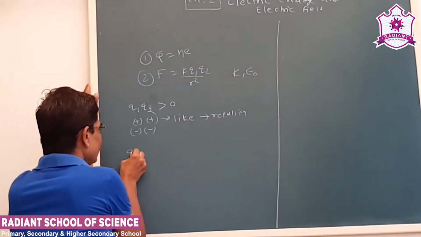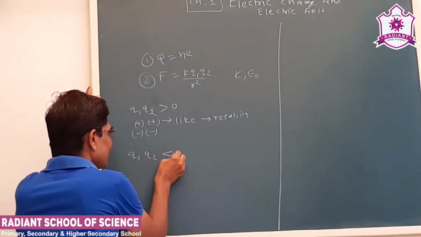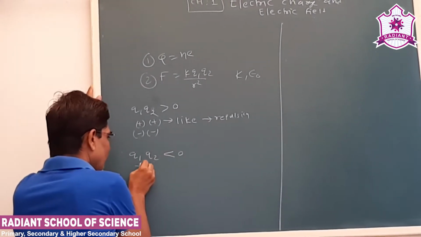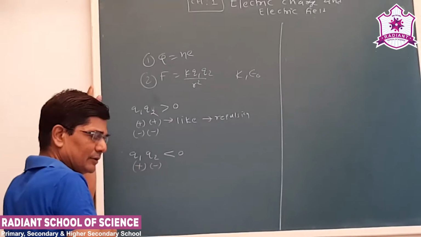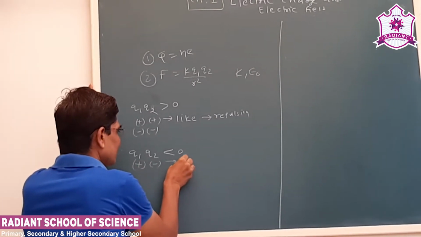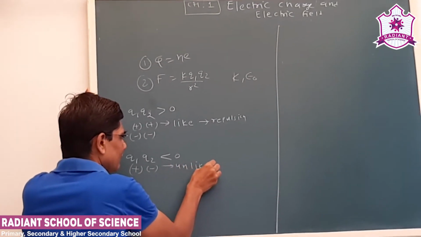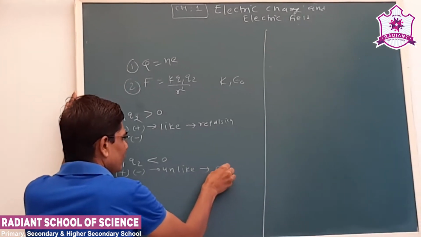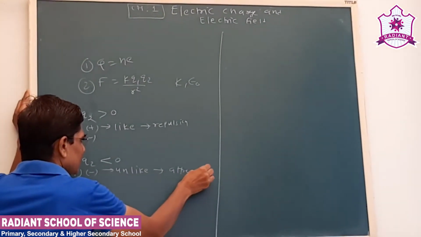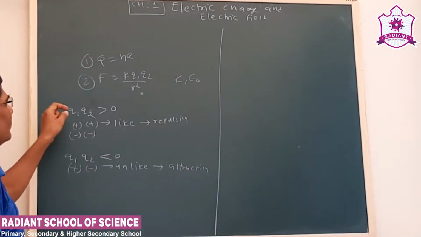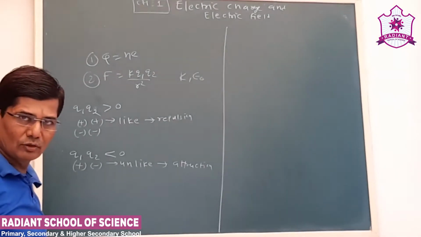And if Q1 Q2 is less than 0, then one should be positive and the second should be negative. Now these are unlike charges. Between unlike charges there will be a force of attraction. So this is about the scalar form of Coulomb's law.